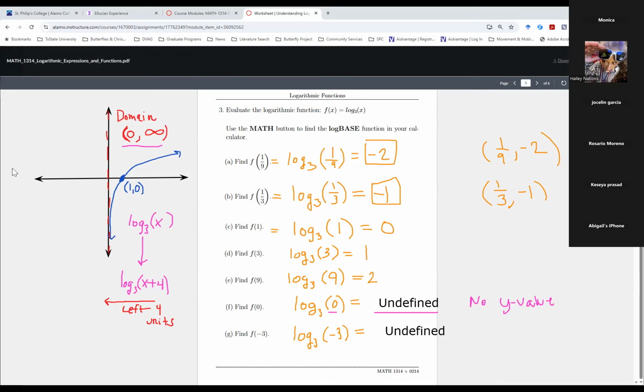What this means is that for these last two problems here, we don't have to plot them. But we now have a collection of ordered pairs so that we can graph our function. So let me just write these down in a table. My x values are 1/9, 1/3, 1, 3, 9. And then the y values that I got were -2, -1, 0, 1, and 2. And with that, we can go ahead and graph this, okay?